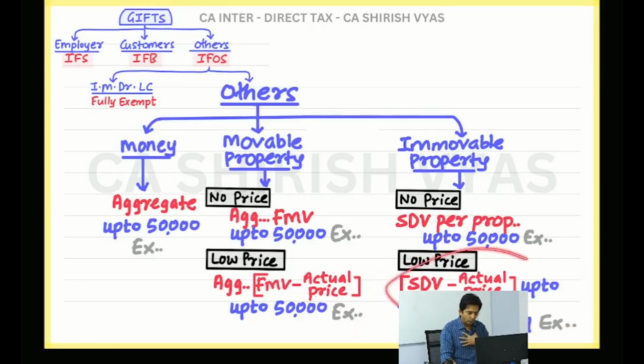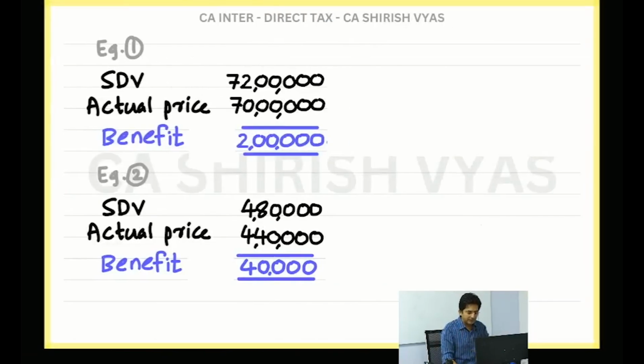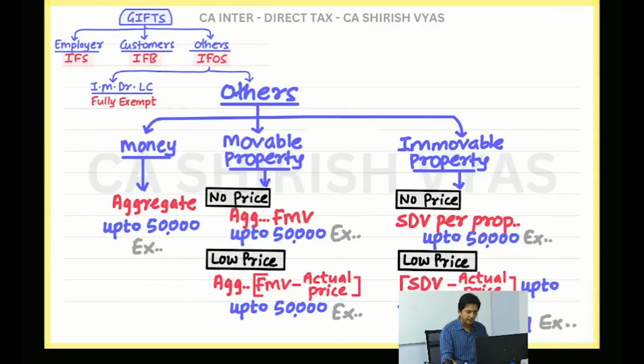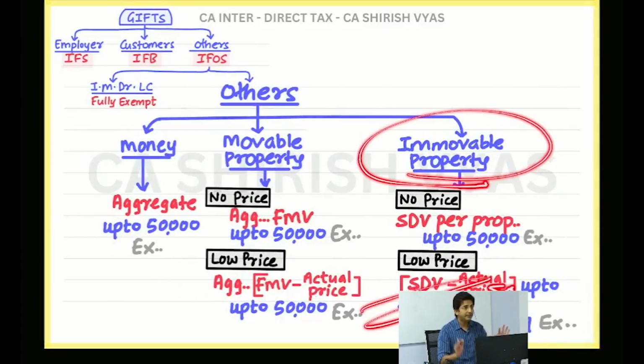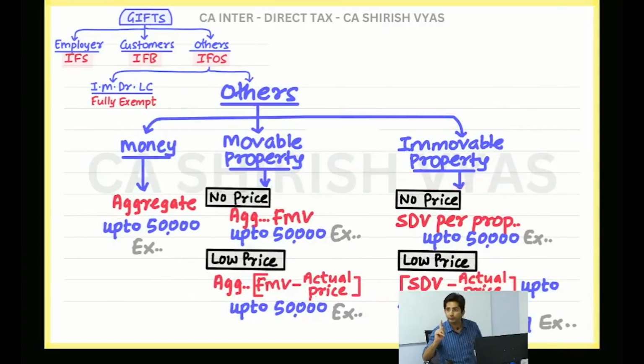See, for my satisfaction, please try 2 more examples. Wait, by the way, what are we studying right now? Gift of movable property for low price. See, getting something for low price is also a gift. If government doesn't make such rules, then everyone will, what will they do? Whenever they are getting a gift, they will give some 5-6 rupees and say, no, it was not a gift, I purchased it for 5-6 rupees. So that's why government has kept low price items also as gift. So we are discussing this thing.